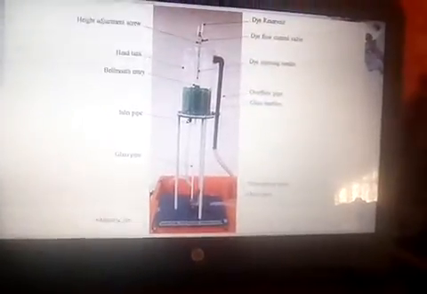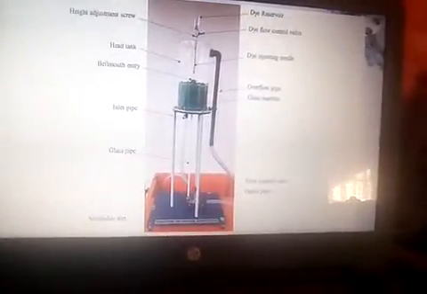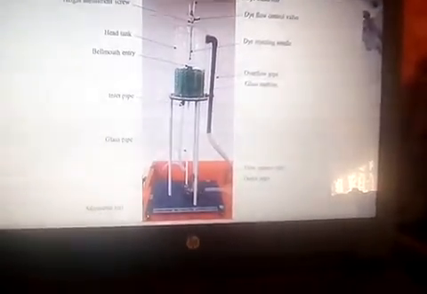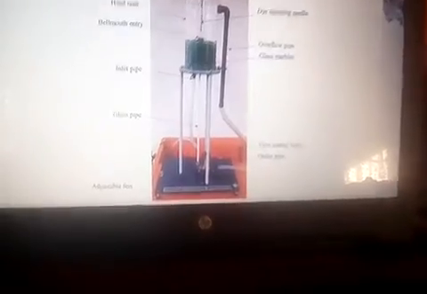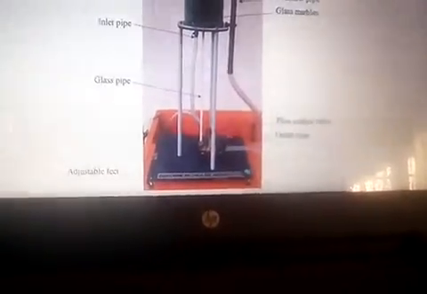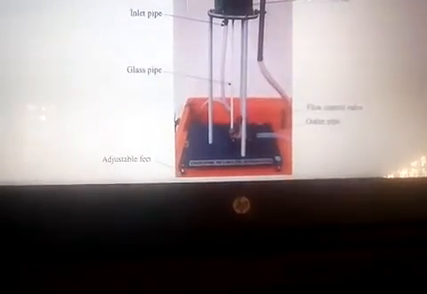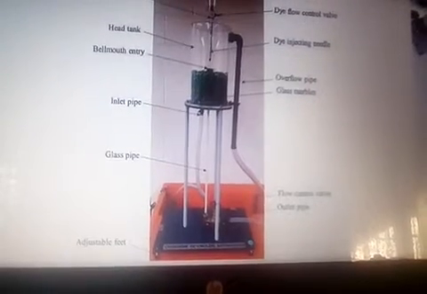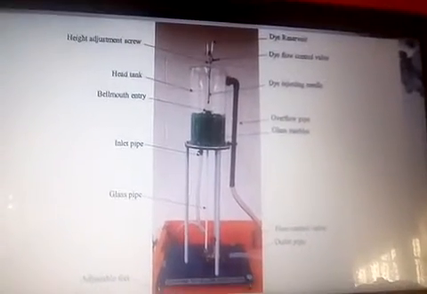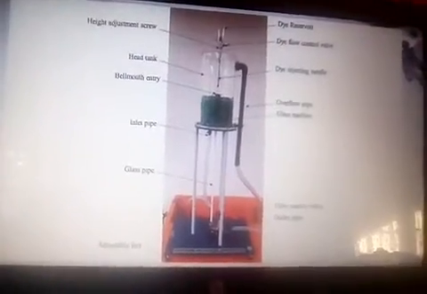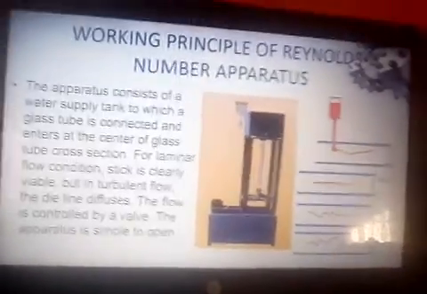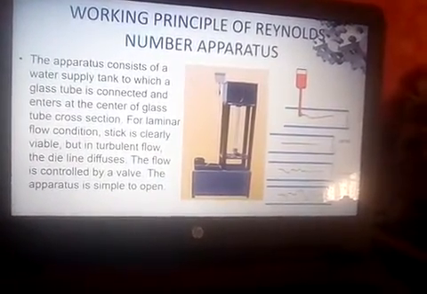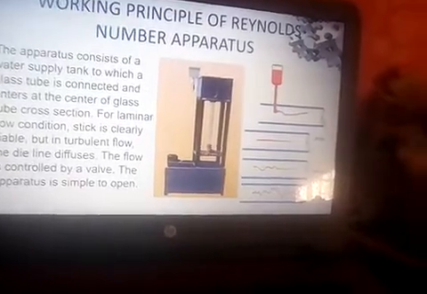Of course, we have the dye reservoir, the dye flow control valve, the dye injecting needle, the overflow pipe, the glass marbles, the flow control valve, the outlet pipe, adjustable feet, glass pipe, inlet pipe, bell mouth entry, head tank, and of course the height adjustment screw. So I will be discussing the working principle of Reynolds number apparatus.